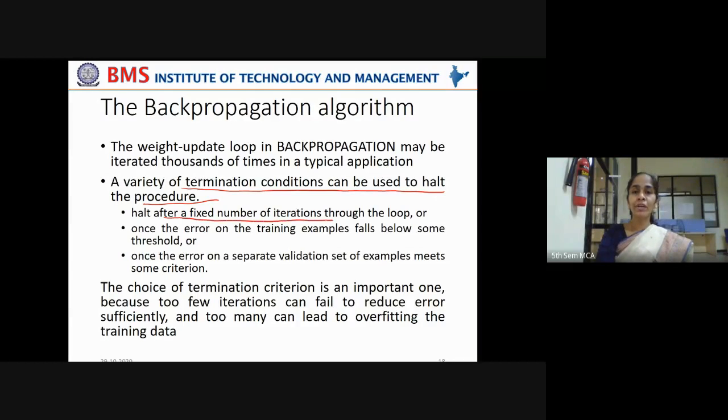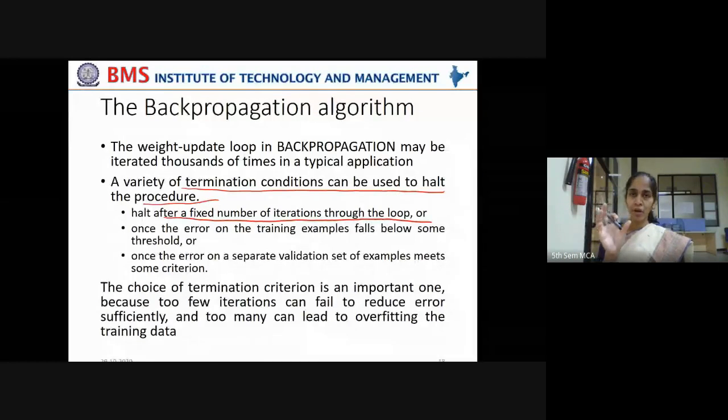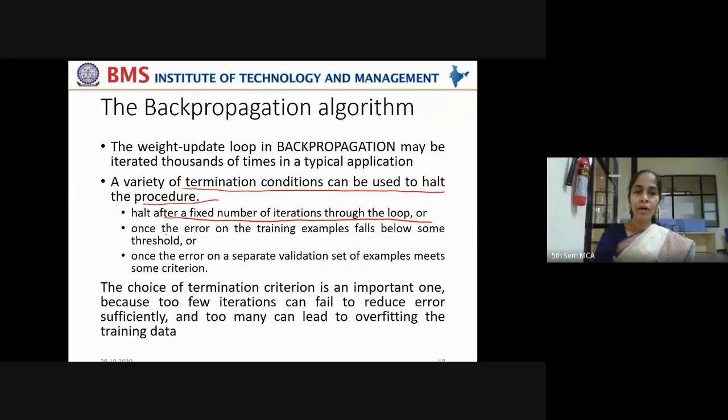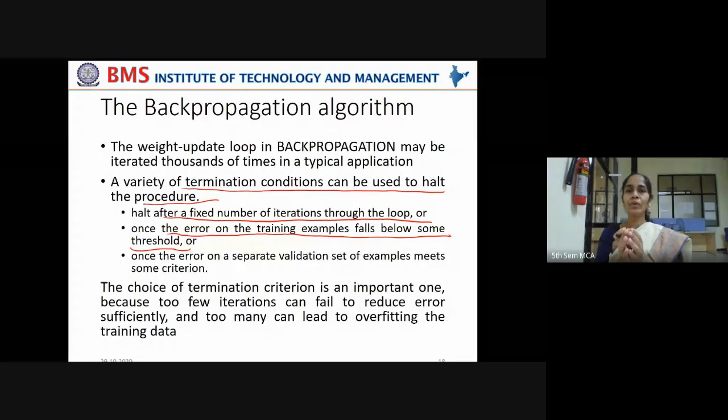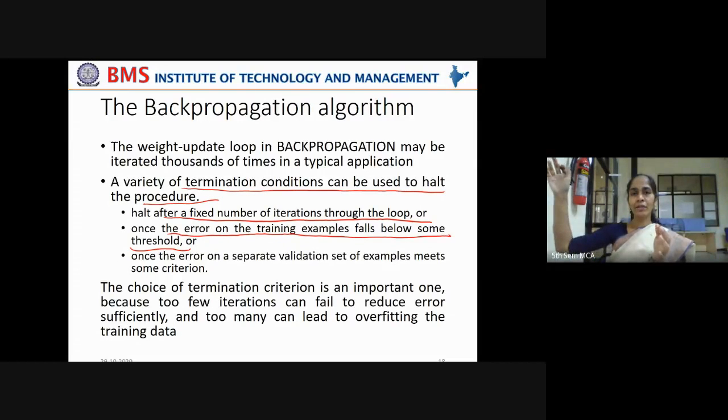Halt after a fixed number of iterations through the loop. You can fix a threshold: after these many loops, stop learning, stop adjusting the weights, because that much learning may be sufficient to make good enough predictions. Or stop once the error on the training examples falls below some threshold. Okay, error up to 5% is accepted. You are trying to reduce the error from 80%, 70%, 60%, 50%, 10%, 5%. Below this 5% error, it is acceptable, let it be. You can stop the training, you can stop the weight adjustment.